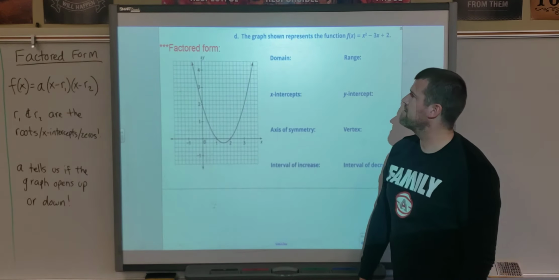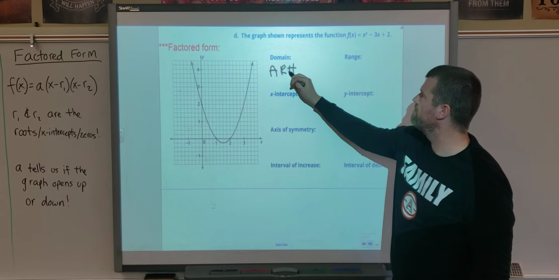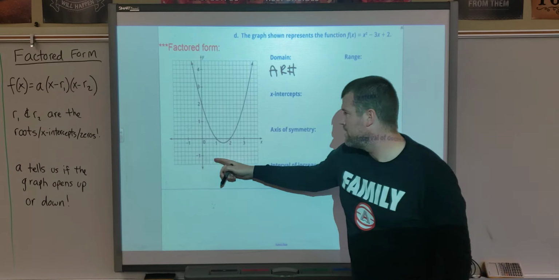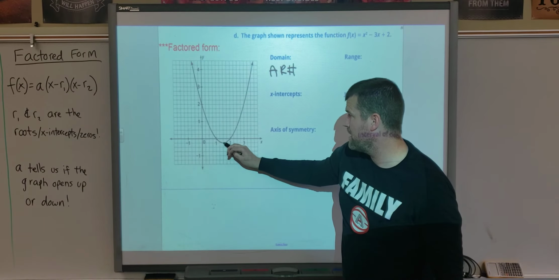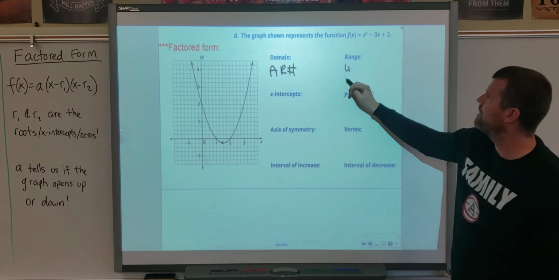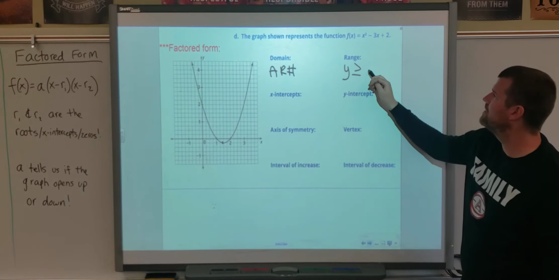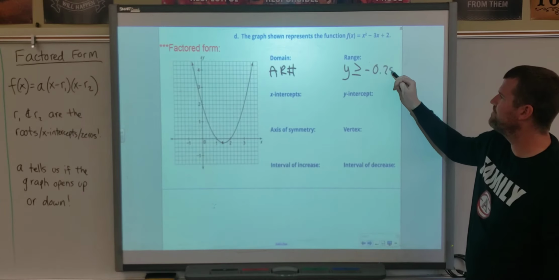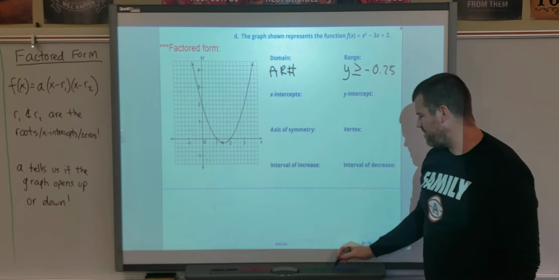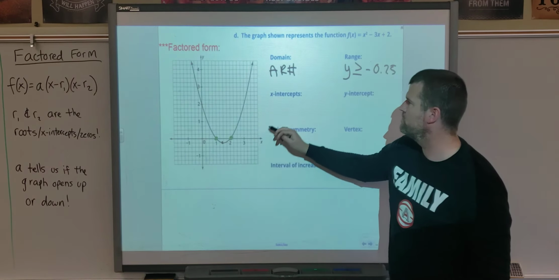Last example like this, domain, always all real numbers. Range, I've got a nice little decimal here, that's negative 0.25. And our graph is above that, so y is greater than or equal to negative 0.25. Our x-intercepts are right here at positive 1 and positive 2.